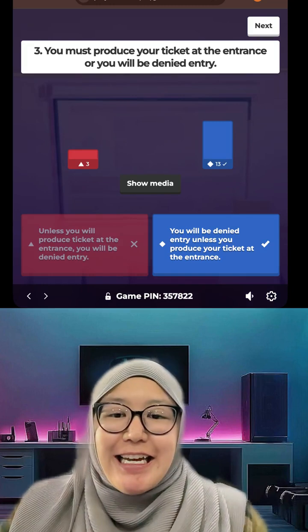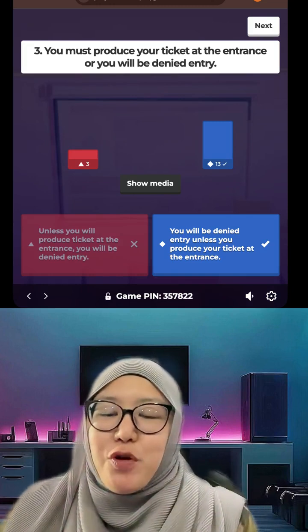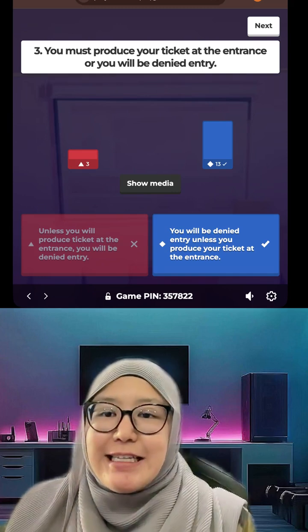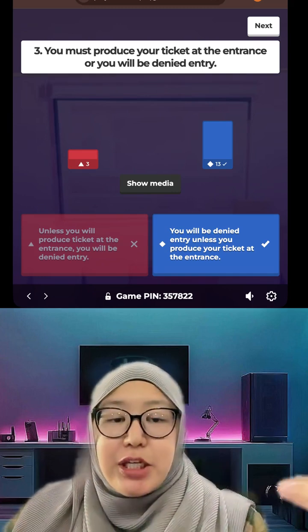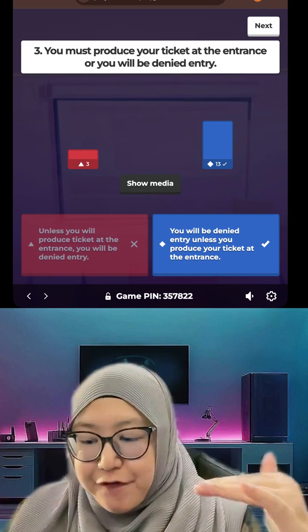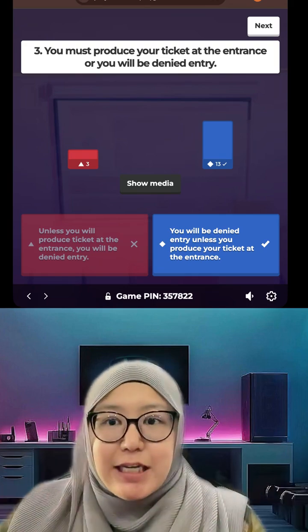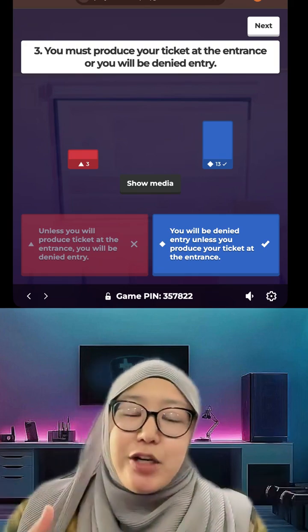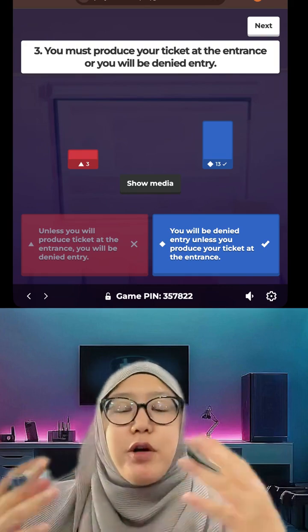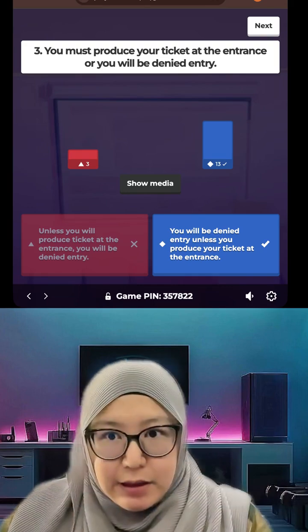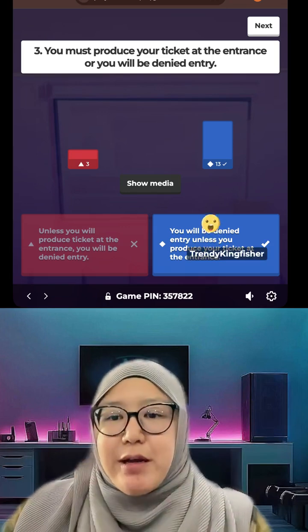Yes, the correct answer is blue. Okay, why blue? Because what? "Unless" here refers to a conditional idea. If you meet the requirement, which is that you must produce your ticket at the entrance, or else you will not be allowed to enter, or you will be denied entry.